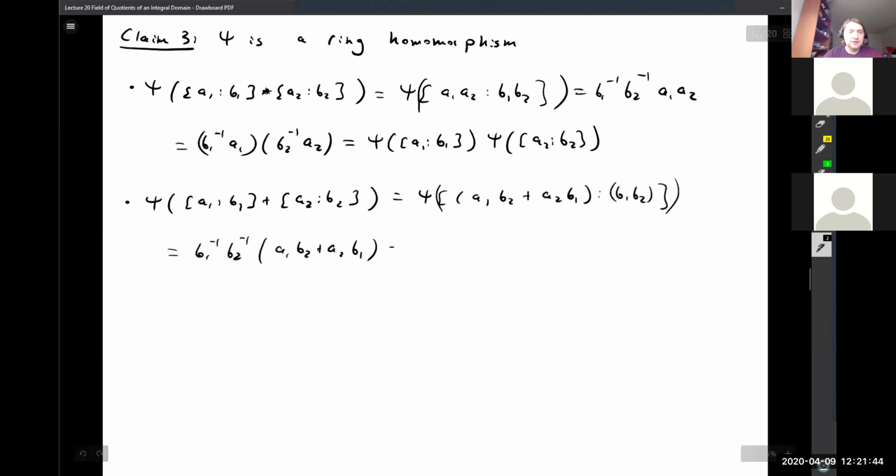And if we expand this out, what we will find is that this is b1 inverse a1 plus b2 inverse a2, which is precisely psi of a1 over b1 plus psi of a2 over b2.